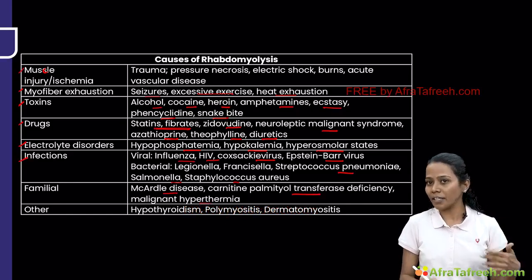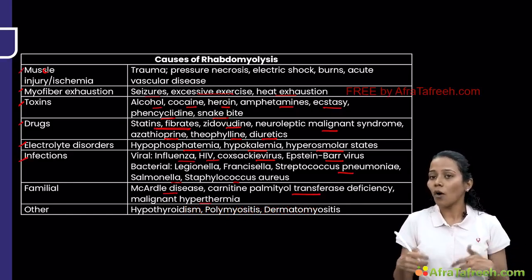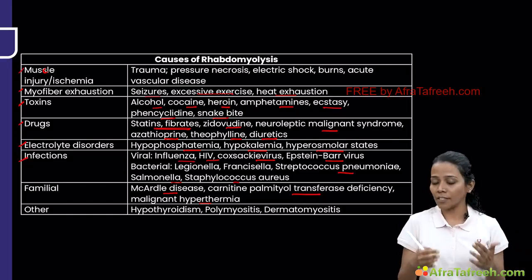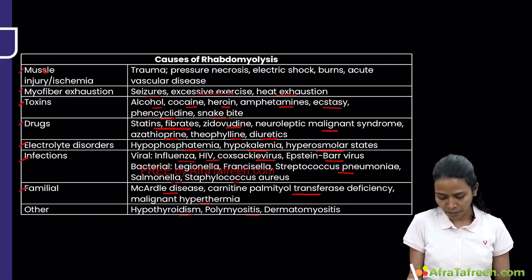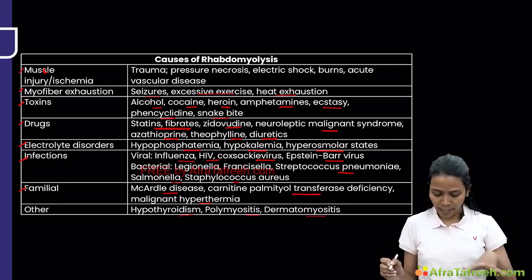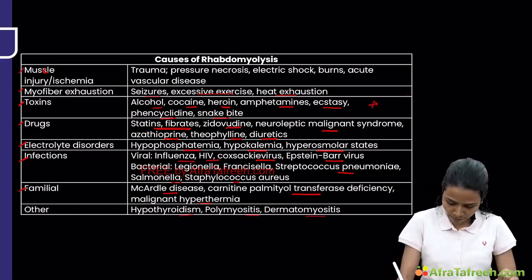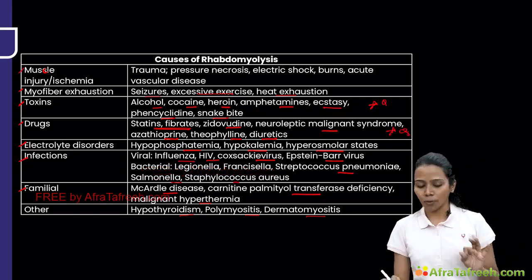So when they are presenting with recurrent rhabdomyolysis, or with family history of rhabdomyolysis, we can suspect familial disease. And others are like hypothyroidism, polymyositis, dermatomyositis. In this entire list, you can remember the toxins and the drugs. Drugs also 3: statins, fibrates and zidovudine.